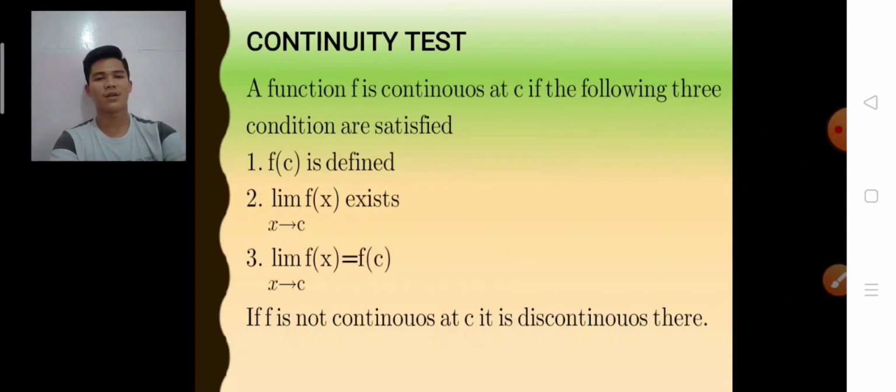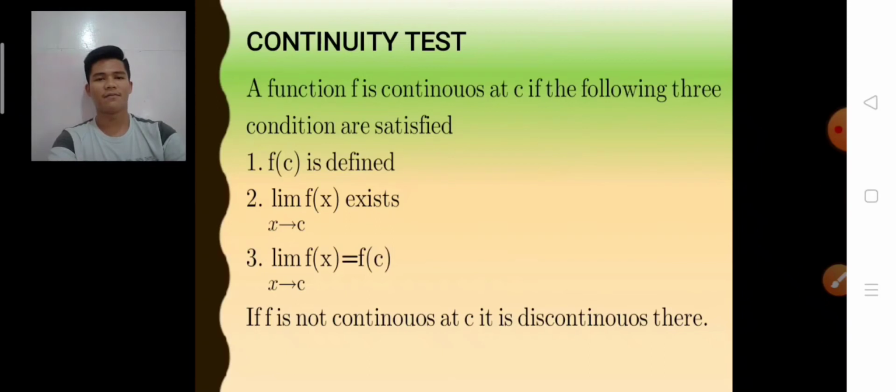We also have the continuity test. A function f is continuous at c if the following three conditions are satisfied. We have condition number one, number two, and number three. Condition number one is that f of c is defined. The f of c must be defined.